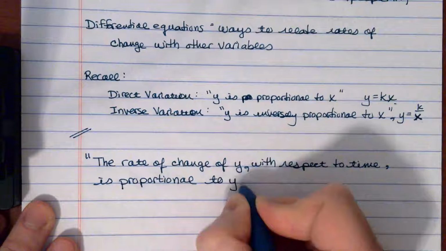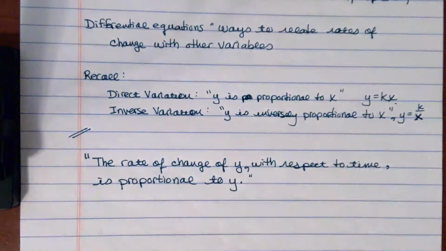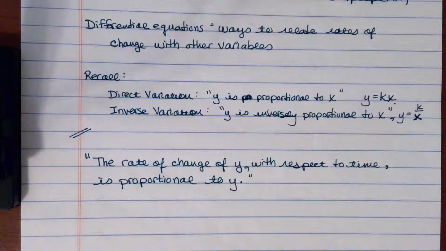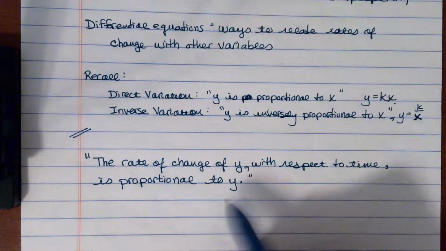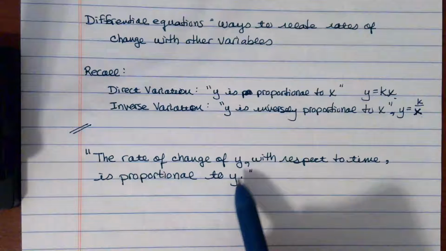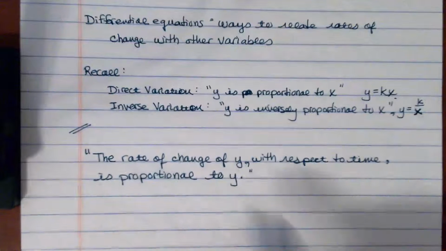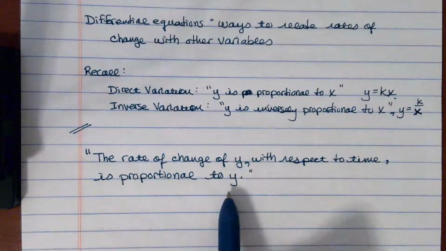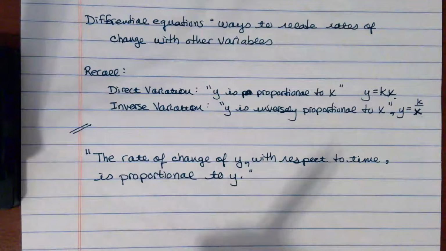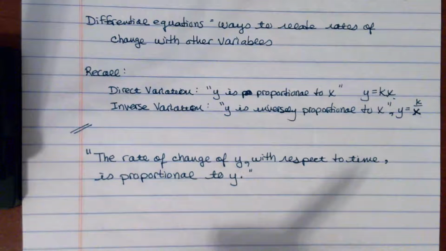The rate of change of y with respect to time is proportional to y. So what this is saying is the rate of change of something with respect to time, as time is our independent variable, is related to how much of that thing you have. A lot of things in the real world can be modeled with this situation.